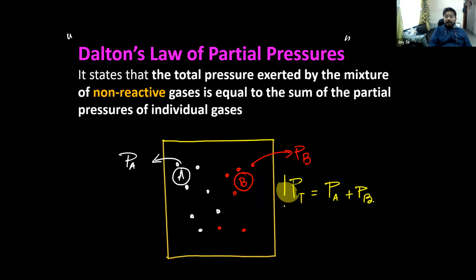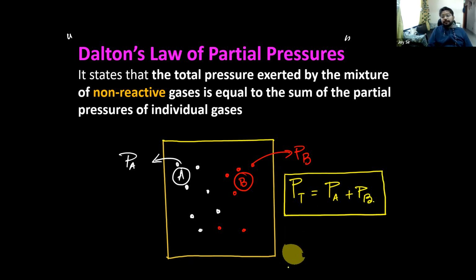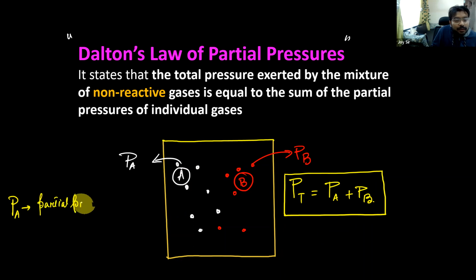समझ में आ रहा है? PT is equal to sum of the individual pressure of the gas. ठीक है, so this individual pressure of the gas is also known as partial pressure of gas A. Individual pressure मतलब partial means something that belongs to A only.